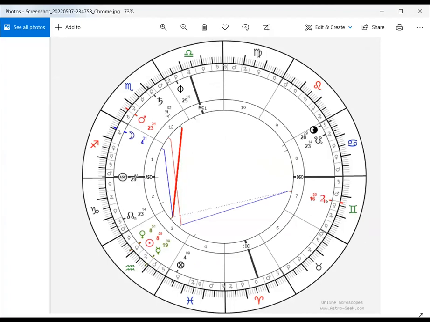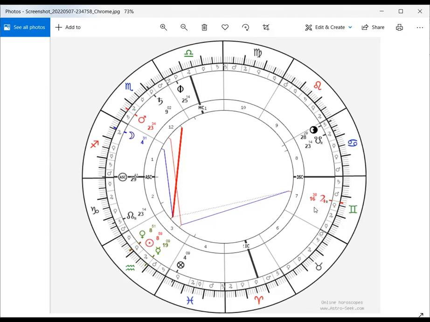Now, the typical chart ruler that I've heard up until now, which is why it's very confusing, is the ruler of the ascendant. So what's a typical chart ruler that we know of, and I've heard everywhere else, is that the ascendant right here is at 29 degrees Sagittarius. Sagittarius is ruled by Jupiter, and Jupiter now becomes the chart ruler. Jupiter in Gemini in the 7th house.